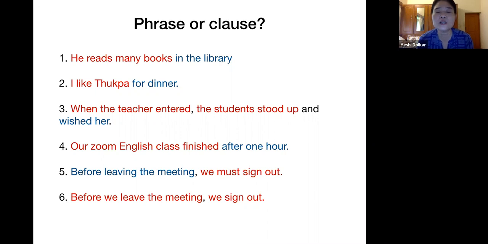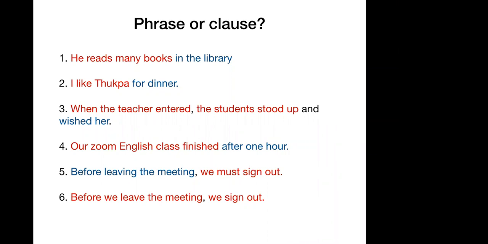When the teacher entered, you will see the teacher entered. The teacher is the subject, entered is the verb. So that part of the sentence is a clause. The student stood up is also a clause, and wished her. Now, wished her on its own, if you look at wished and her together, it's not a clause, it's a verb phrase.